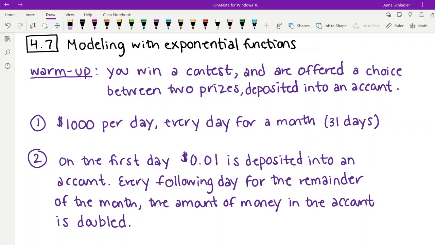Hi everyone. So in this video, we're going to be talking about how we can use exponential functions to model different types of real-world situations. I want to say up front that this is a really big topic and we're just not going to be able to get too deeply into it in this one video. So this video is going to be kind of an introduction and some examples.